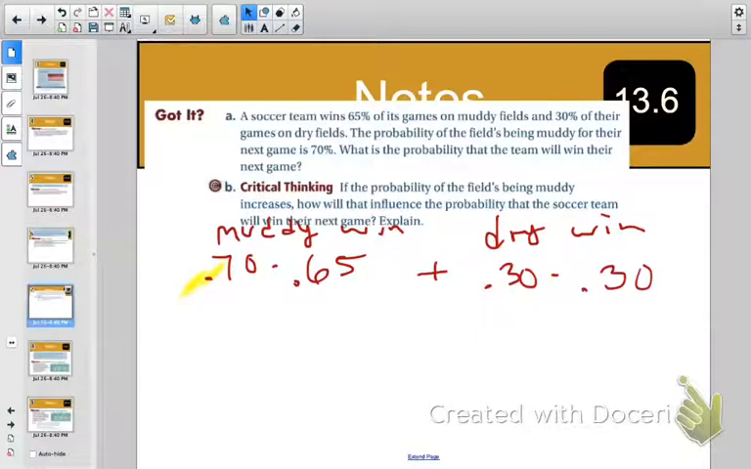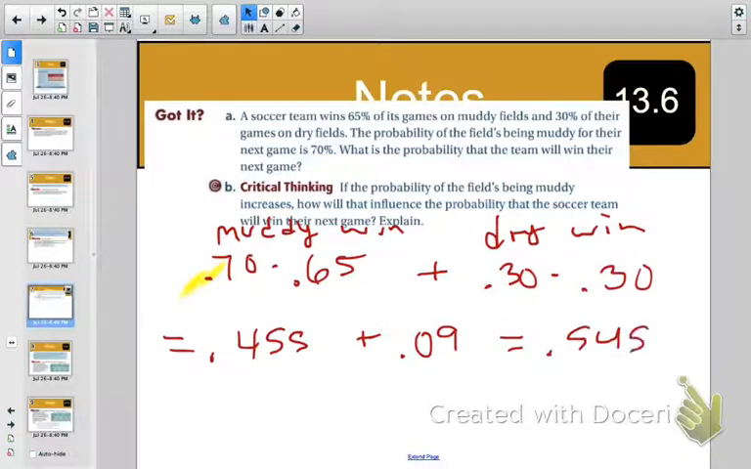So that gives us 0.7 times 0.65, 0.455. Plus, that's going to be 0.09, which comes out to be 0.545. So there's about a 54.5% chance that they win their next game.